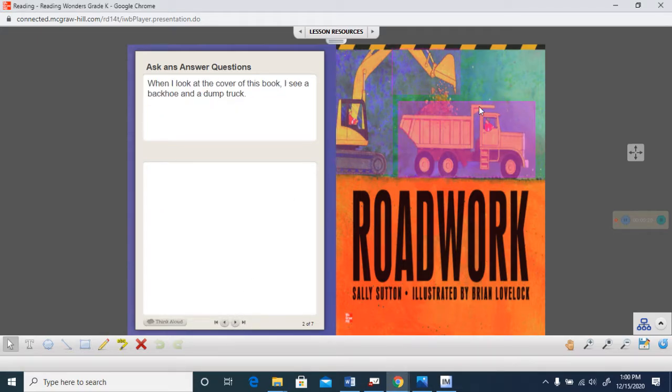We look at the cover of the book and what do we see? A backhoe and a dump truck. We see that the title of the book is Roadwork. What kind of work can you do on a road? I will read to find out my answer, and then I'll keep asking more questions as I read more.